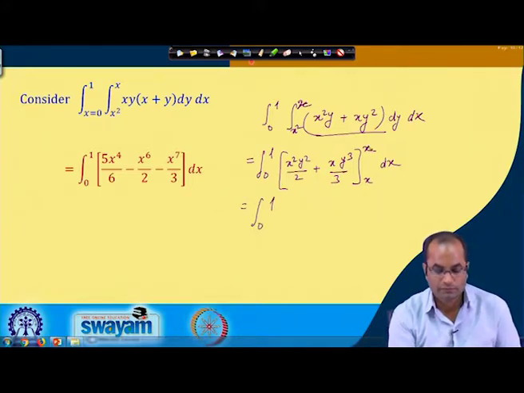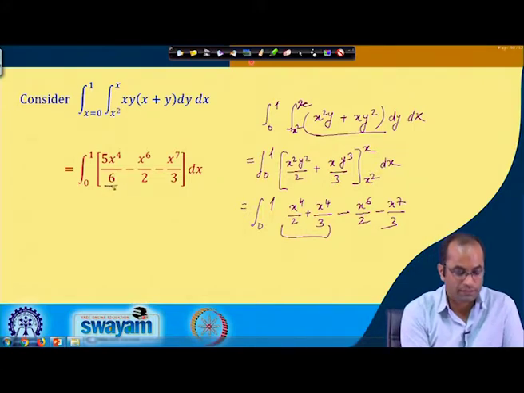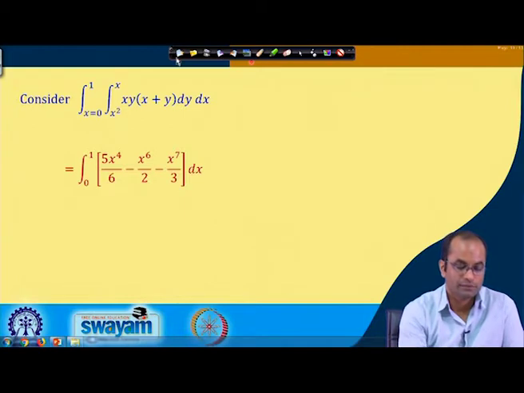This will be 0 to 1. When we put x there, we will have x power 4 by 2, and then x power 4 by 3 as well, because x is substituted for y, and then minus for the lower limit. When we substitute x square, we will have x power 6 by 2, and also x power 7 by 3. So, the terms are x power 4 by 2 plus x power 4 by 3 minus x power 6 by 2 minus x power 7 by 3. This is after the first integration.